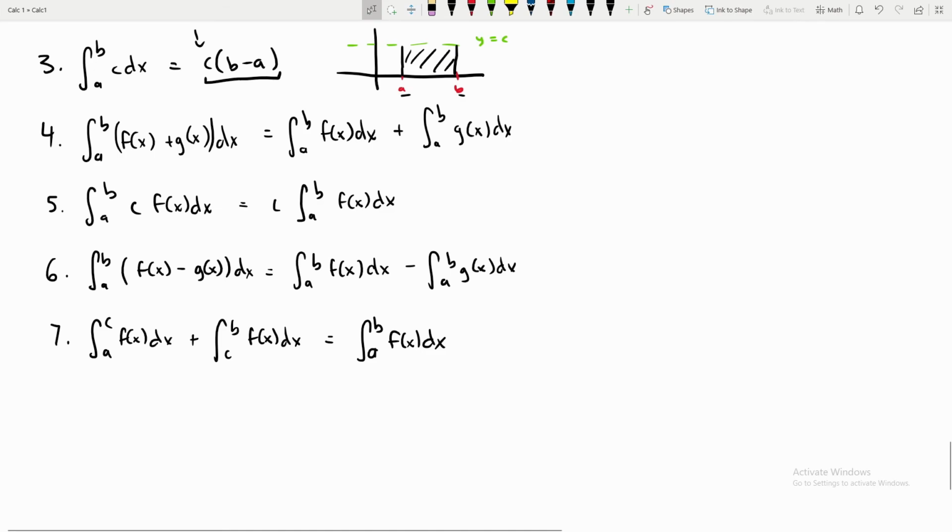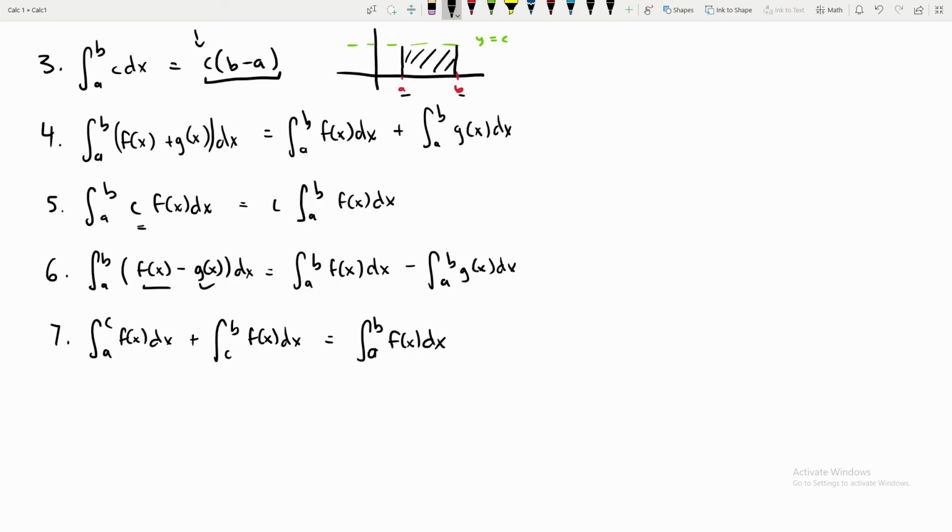The fourth one, again, this is what I said about it being similar to the sigma stuff. If we have the addition of 2 functions within an integral, we can just split it up. Likewise, if we have a constant within our integral and it's not dependent on the x value, then we can just bring it out. Like number 4, number 6 is basically the difference of 2 functions right here. We could split that up into 2 integrals.